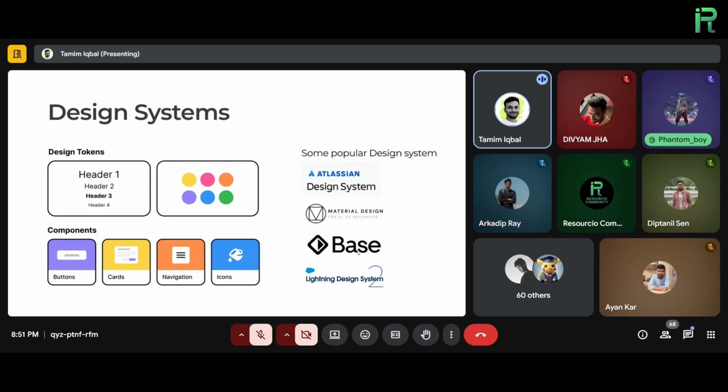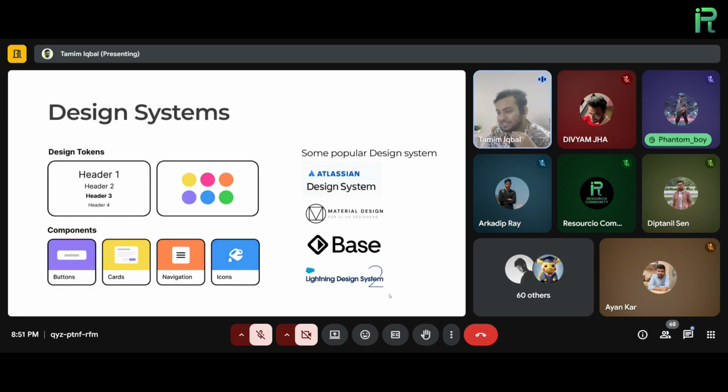Base design system. I was talking about how Uber is one of my most favorite apps, right? So Base is the design system that Uber has come up with, and I think it is openly available also in the Figma community. So if you want, you can just go into the Figma community, type Base design system, and actually see how Uber has built that design system.